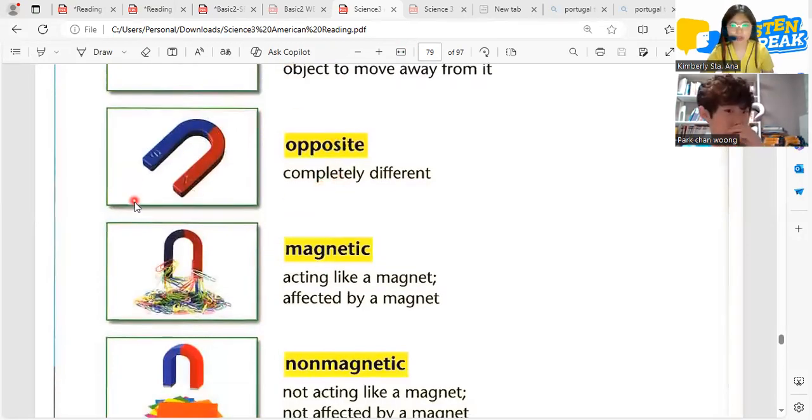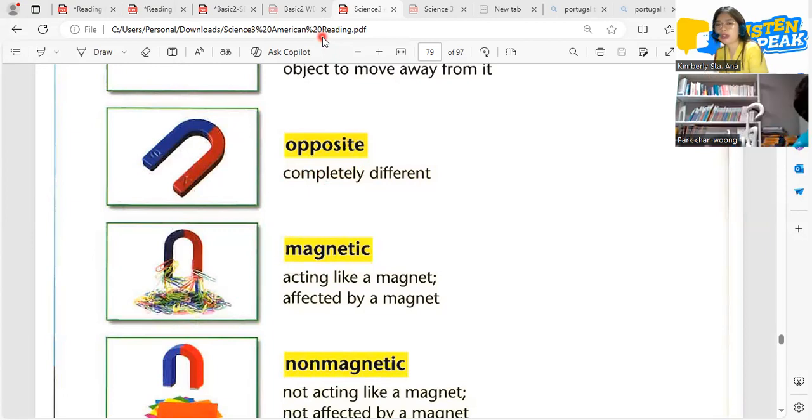What's the next word, Evan? Oh, is that opposite? We already read this one last time in our previous story. It's opposite. Can you say it, Evan? Let's say opposite. Very good. So when we say opposite, it's completely different.